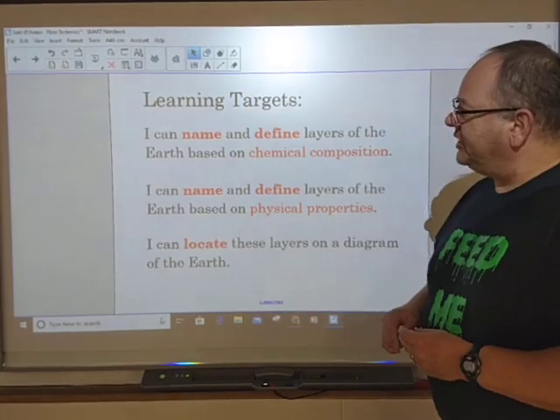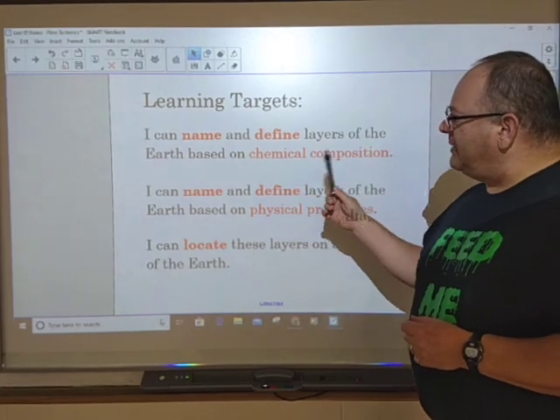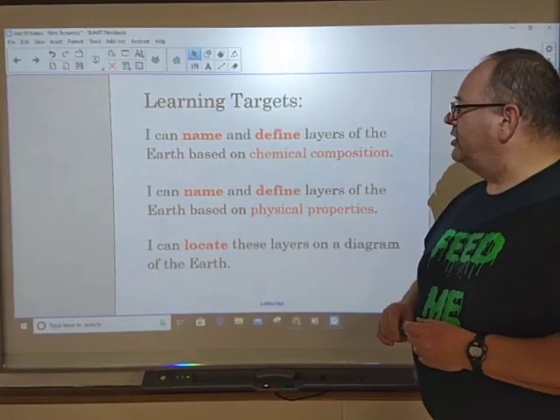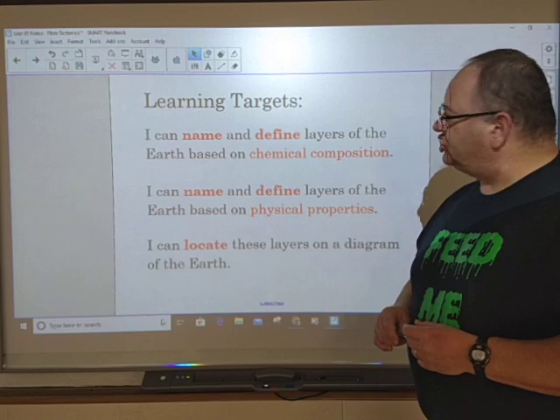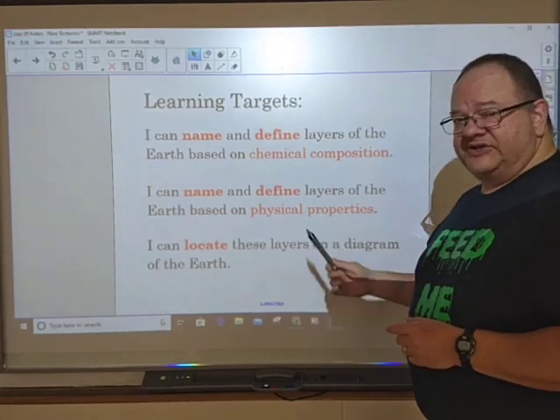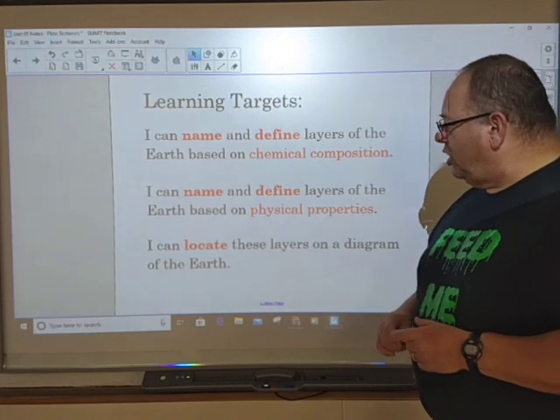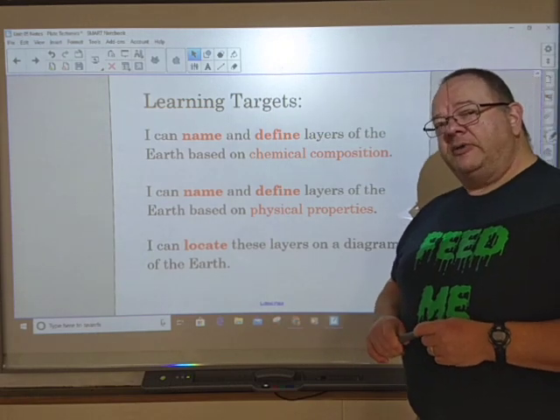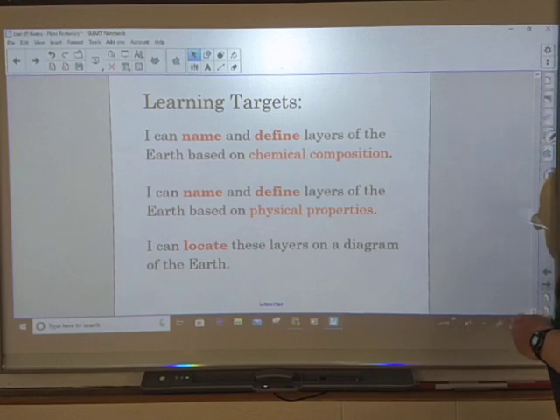Here are our learning targets for today. I can name and define layers of the earth based on chemical composition. I can name and define layers of the earth based on physical properties. I can locate these layers on a diagram of the earth. Those are things we're working for.